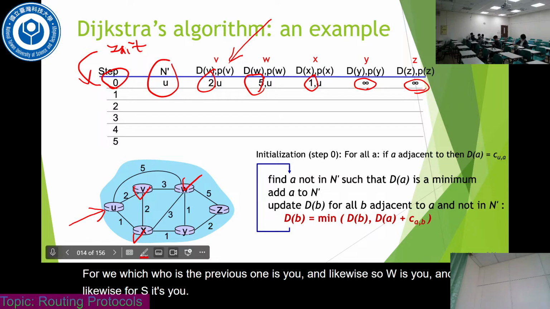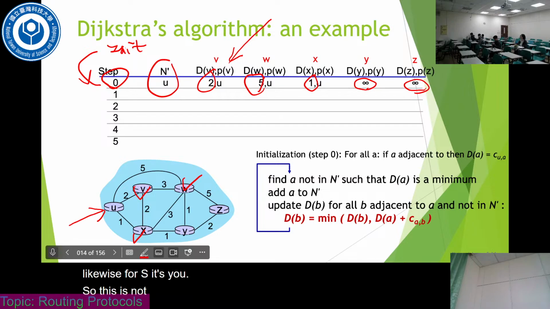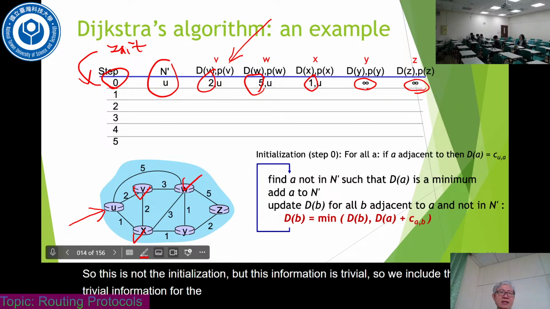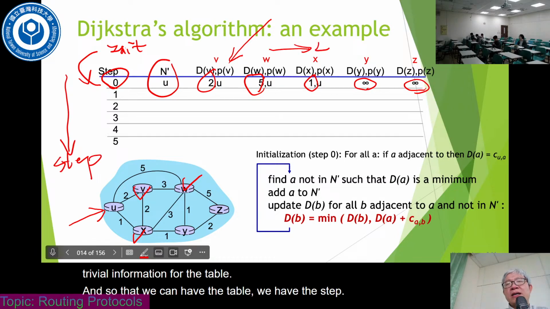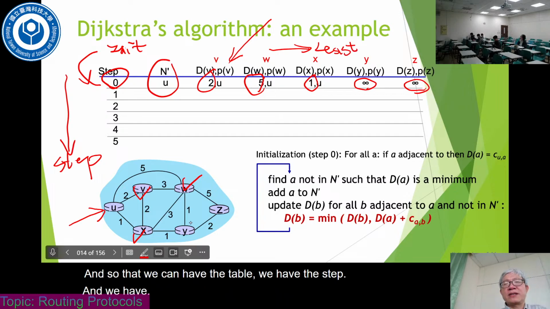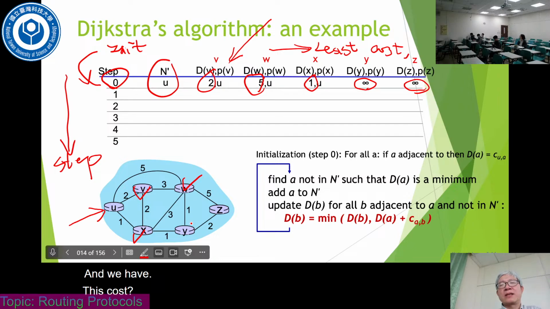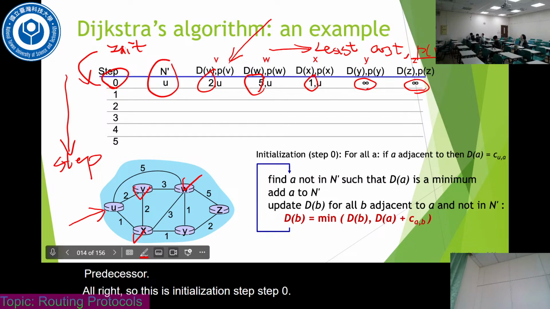So this is not part of the initialization, but this information is trivial. So we include the trivial information in the table. And so that we can have the table, we have the step, and we have the least cost and the predecessor. All right, so this is initialization, step 0. So step 0, it should be okay, right?